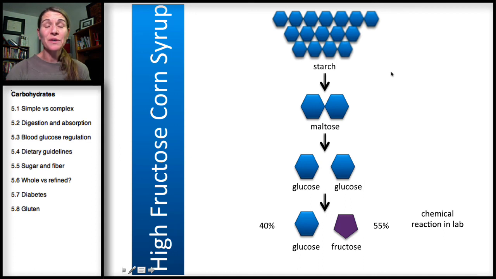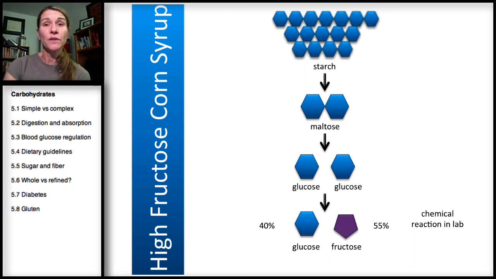So lastly, we're going to take a look at corn syrup and high fructose corn syrup. Remember we talked about our starch, just a chain of glucose. They're all linked together, packed tightly together. This represents our starch. So in this instance, where do we get the starch from? From corn. So corn is a very starchy vegetable.